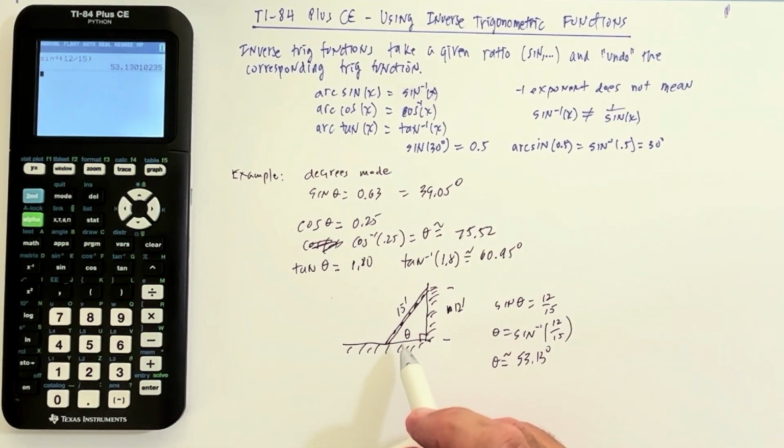So you can use sine inverse, cosine inverse, and tan inverse to find out relationships in triangles. There's one practical example of it.